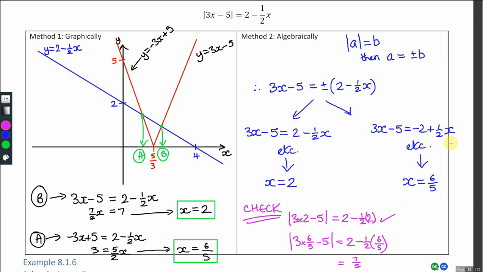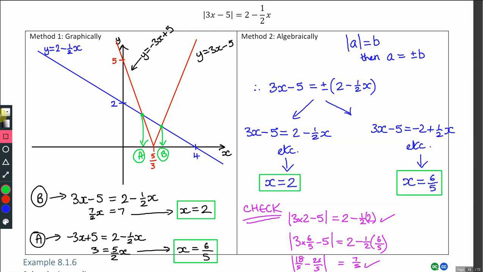On the left hand side, 18/5 take away, sorry, I said 15 fifths a moment ago. It's obviously 25 fifths, which gives you minus 7 fifths. When you modulus it, you do get 7 fifths, so they are both the same. So we know these two x values, they are definitely answers to the equation. So if you're going to use the algebraic method, please do not miss out that last bit at the end.